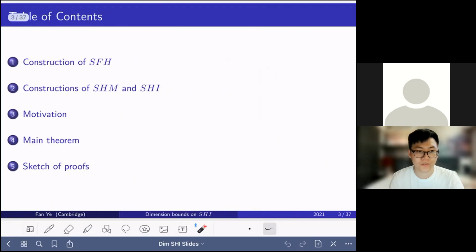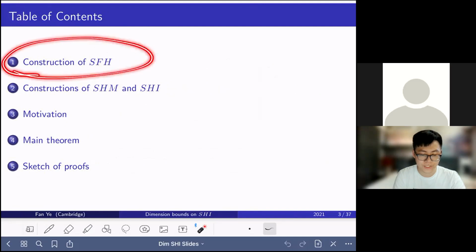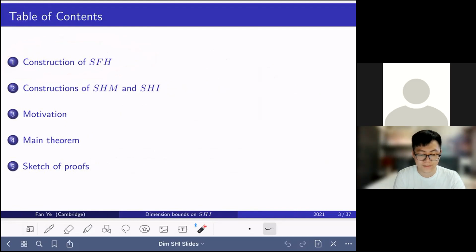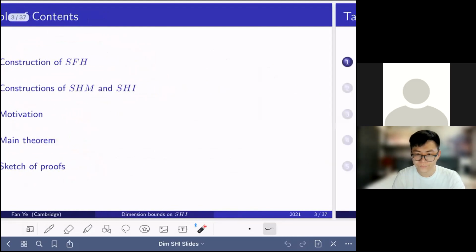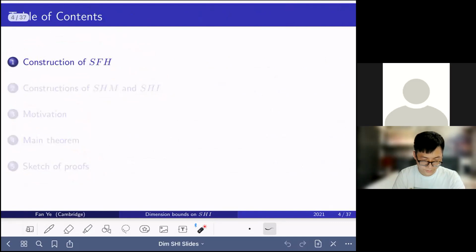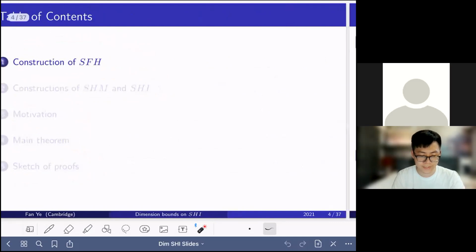So in the first part of the talk, I will describe the construction of SFH, SHM, and SHI, and then state the main theorem. And in the second part of this talk, I will talk about the motivation and state the main theorem again, and then sketch the proofs. Okay, so let's start with the construction of SFH.